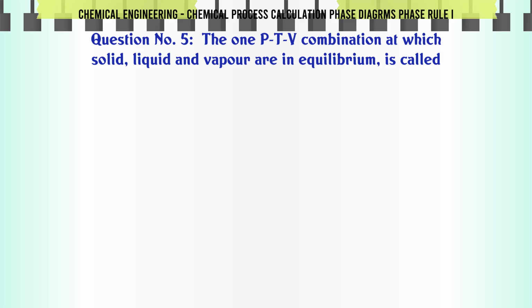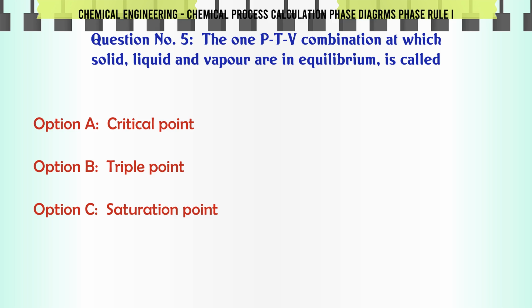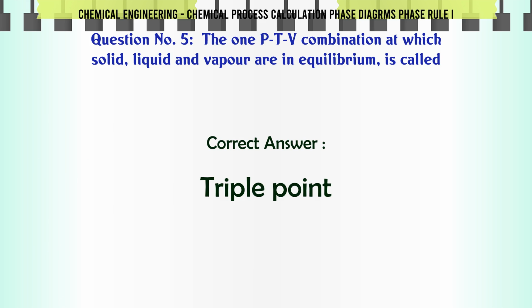The PTV combination at which solid, liquid, and vapor are in equilibrium is called: A. Critical point. B. Triple point. C. Saturation point. D. None of the mentioned. The correct answer is triple point.